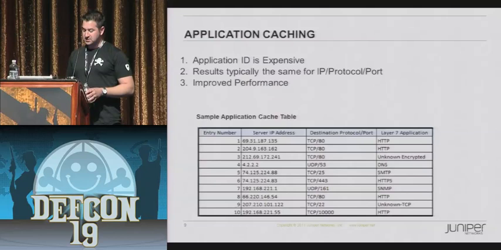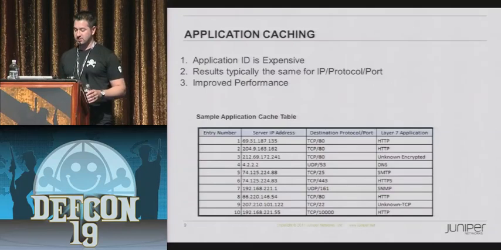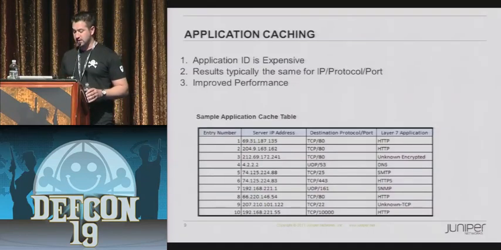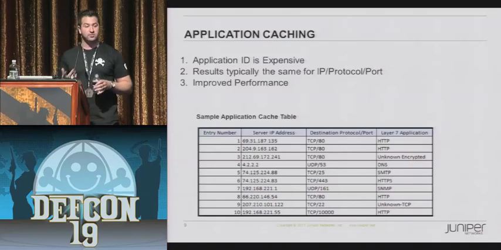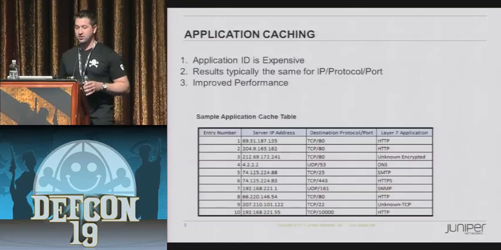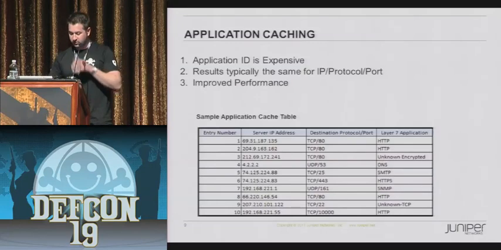And in the case of good applications, typically if you go to a web server on TCP port 80, it shouldn't be changing applications at any time. It should be HTTP every time. That really shouldn't be changing. So sometimes application caching is turned on. It's not that it's a bad thing, but it's important to understand the limitations, because if you're doing application caching, it's something that a malicious attacker could potentially leverage.